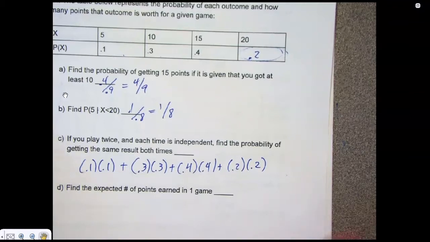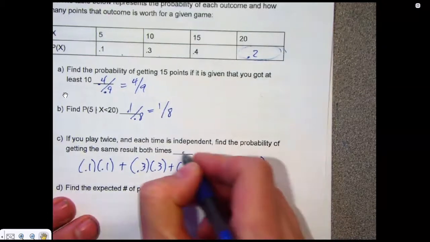And if I work all that out, I think it's 0.3, but I don't have the answer key in front of me, so let me just verify. Yeah.